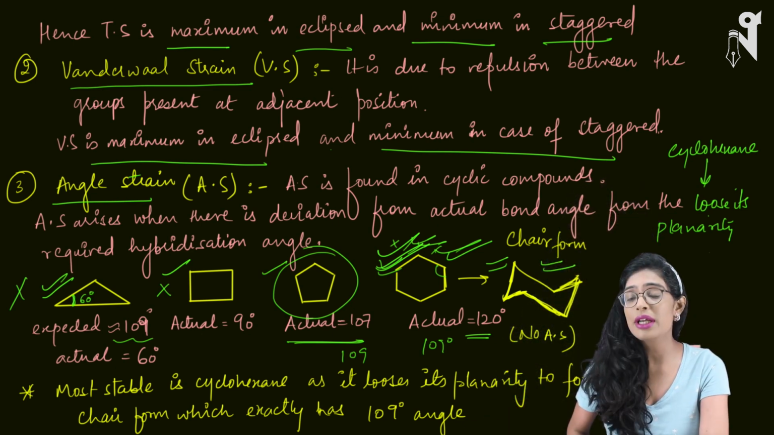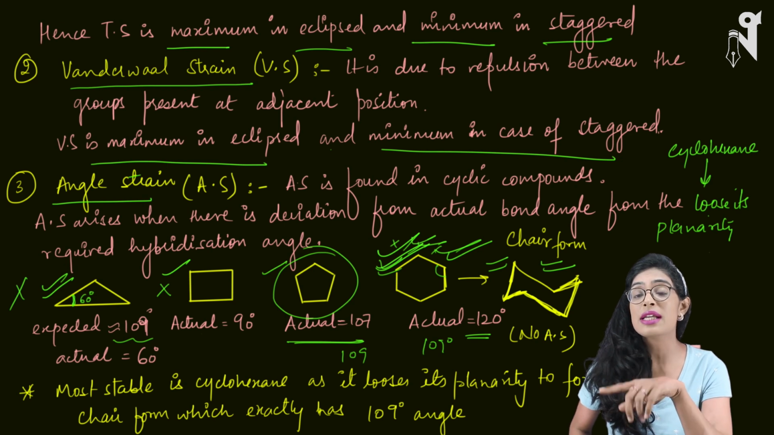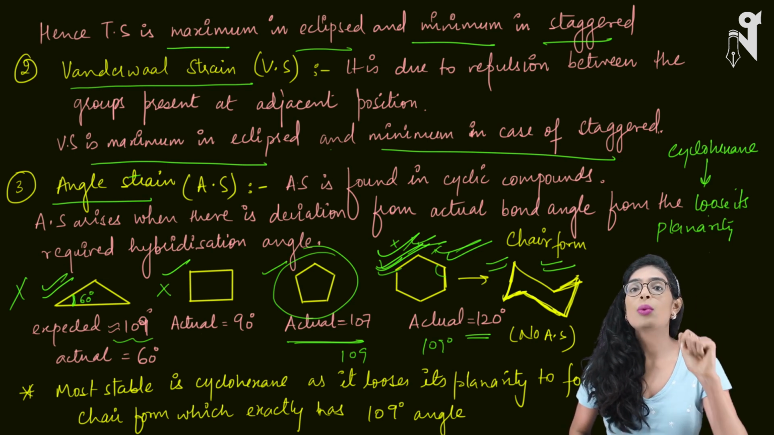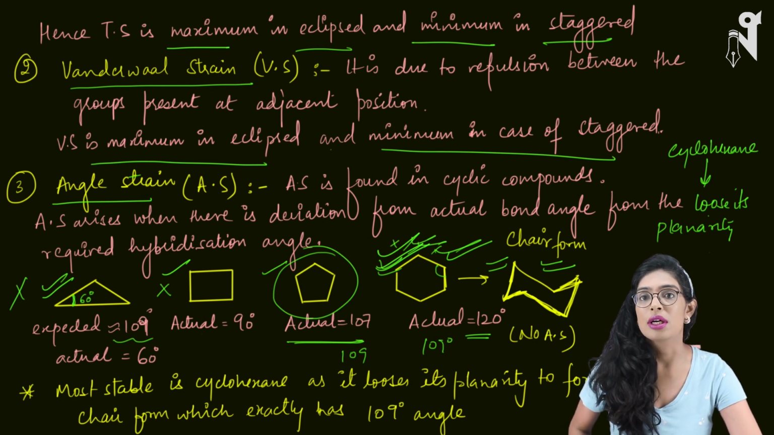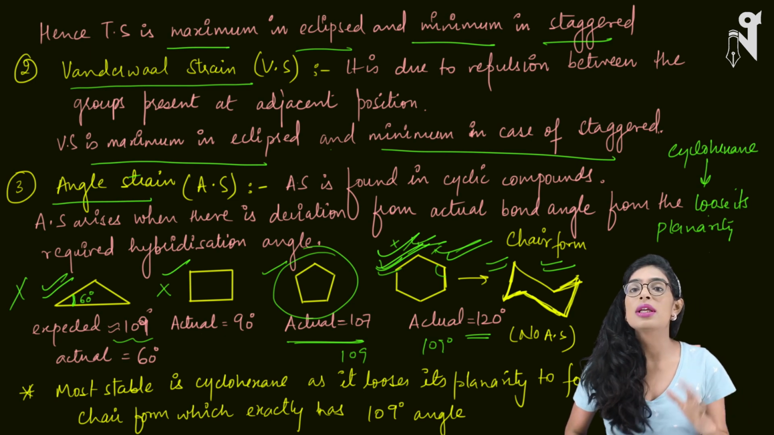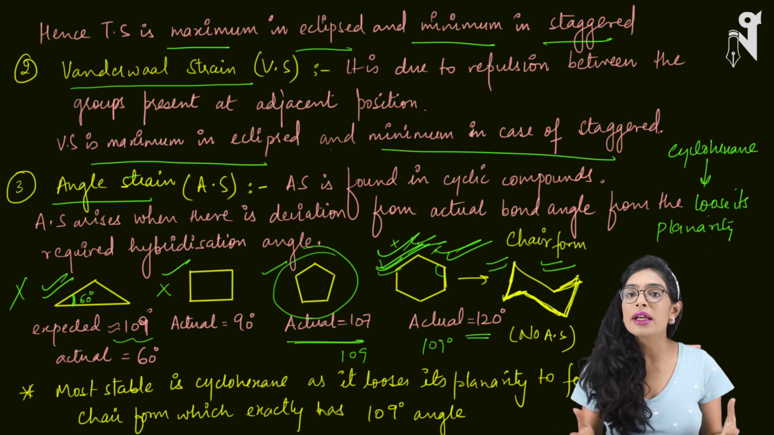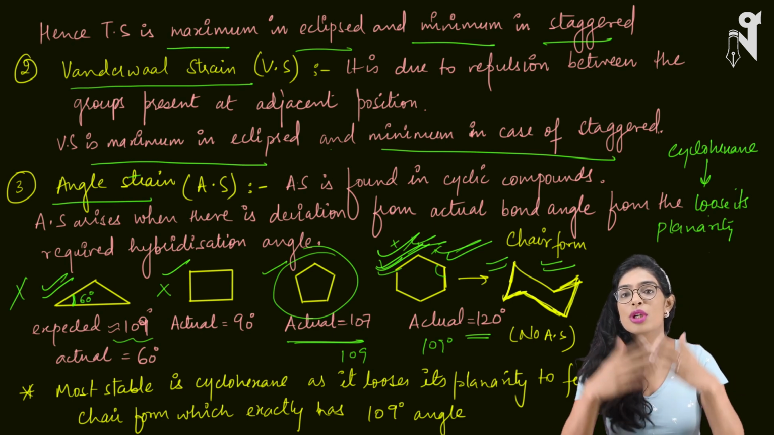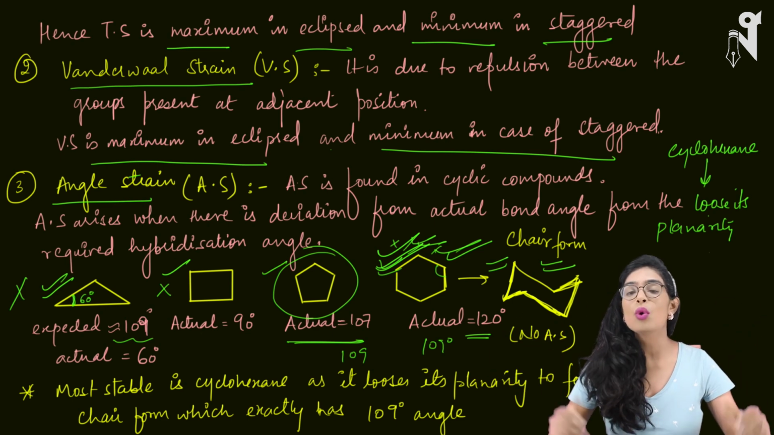Okay, so angle strain is due to the difference between the expected angle and the actual angle required for maintaining the hybridization, and that causes strain on the molecule, which makes the molecule quite fragile, or you can say more reactive, and hence the reactions take place, the chains break down, and they tend to become open chain structures.